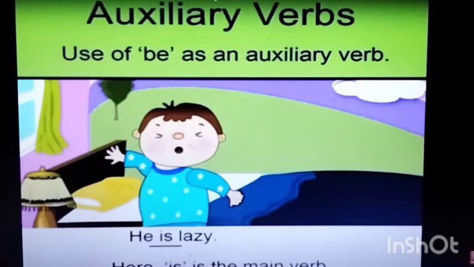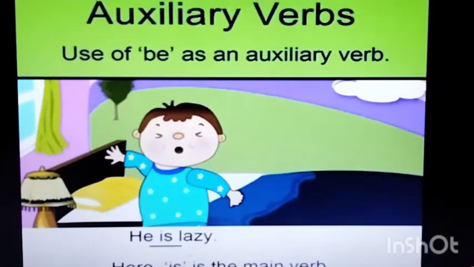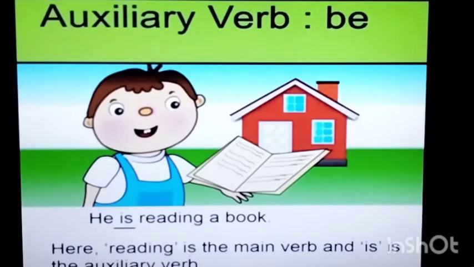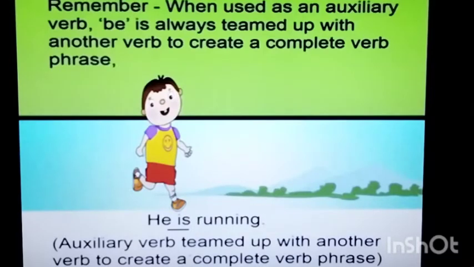Is is a form of be. He is lazy. Here, is is the main verb as there is no action being done. Look at the second example. He is reading a book. Here, reading is an action being done. So, it is the main verb and is is the auxiliary verb. Let us see some more examples. He is running. Here, is is the helping verb which is used with the main verb, that is running.